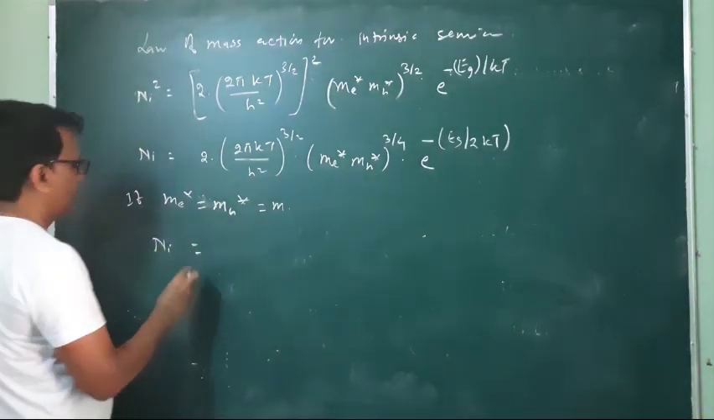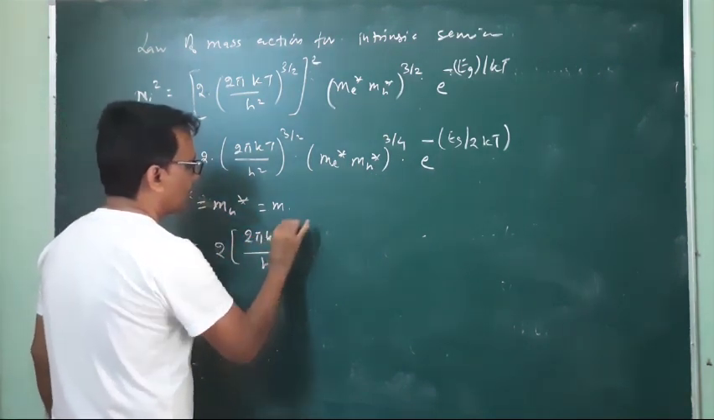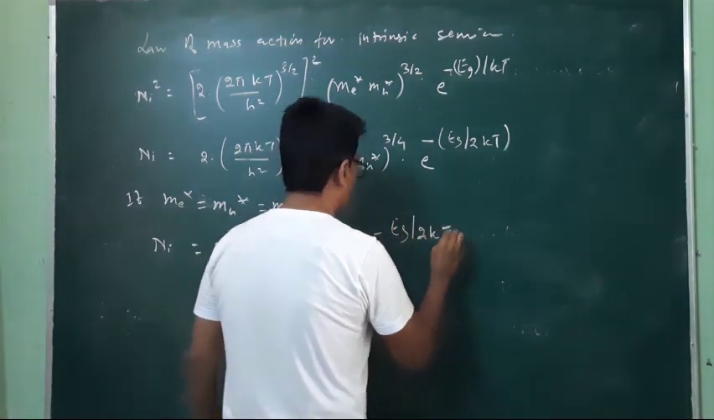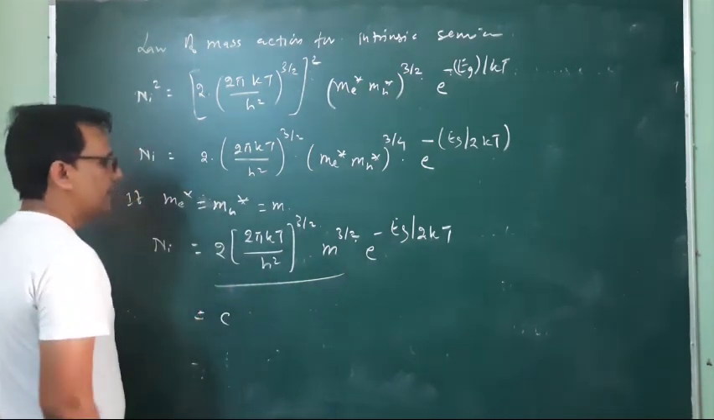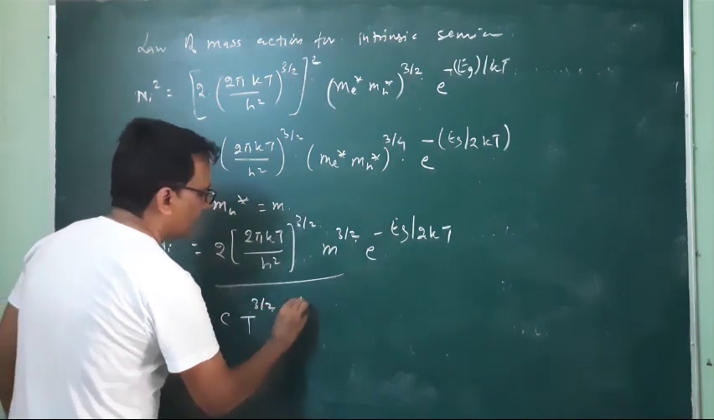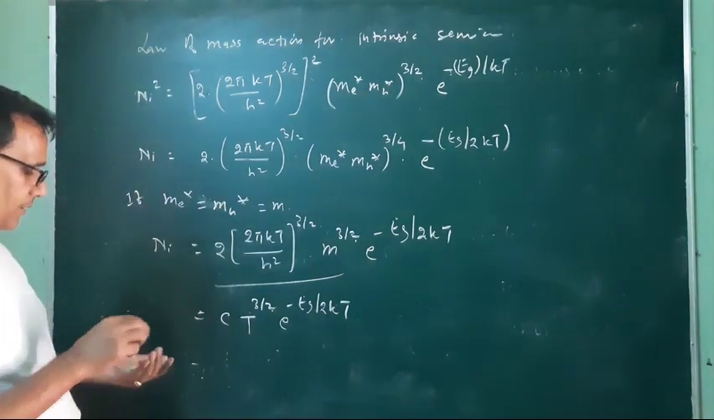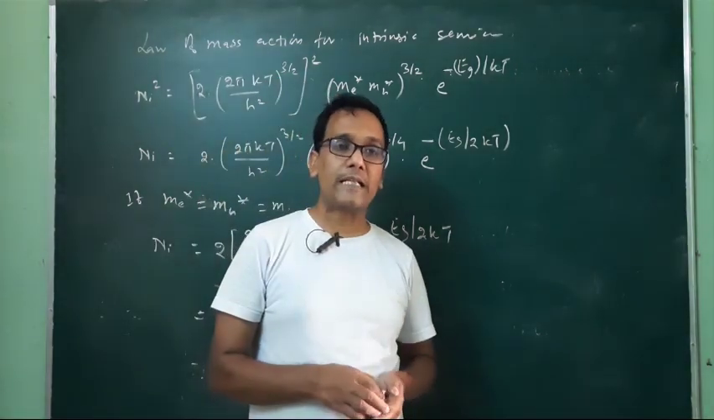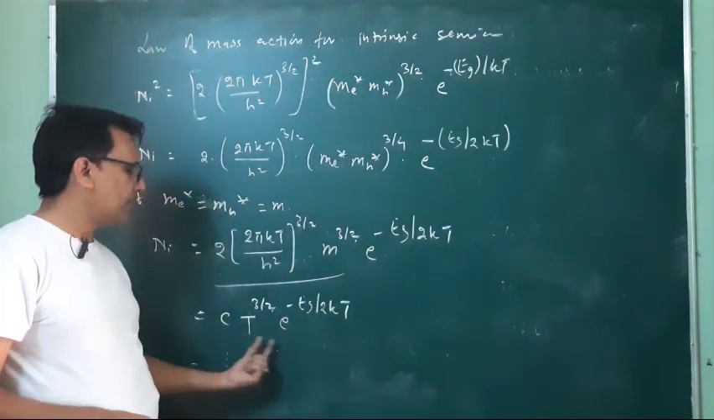then we have n_i equal to 2 times (2 pi kT by h squared) to the power 3 by 2, m to the power 3 by 2, and the exponential of minus E_g by 2kT. So this is a constant, one can take it as a constant C, and let us take the temperature T outside of this. So this T to the power 3 by 2 and the exponential of E_g by 2kT. So for a particular temperature T, this n_i is constant, and this is known as the law of mass action, and we will discuss this law of mass action further when we consider extrinsic type semiconductors. But here n_i is equal to a constant multiplied by the temperature term and this exponential.